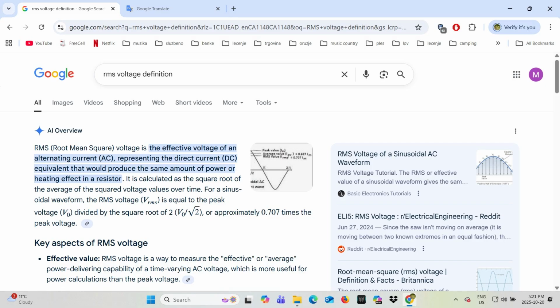RMS, root mean square voltage, is the effective voltage of an alternating current, AC, representing the direct current, DC, equivalent that would produce the same amount of power or heating effect in a resistor. It is calculated as the square root of the average of the squared voltage values over time. For a sinusoidal waveform, the RMS voltage V_RMS is equal to the peak voltage V0 divided by the square root of 2, V0 divided by SQRT 2, or approximately 0.707 times the peak voltage.